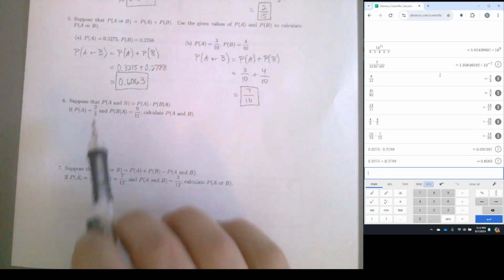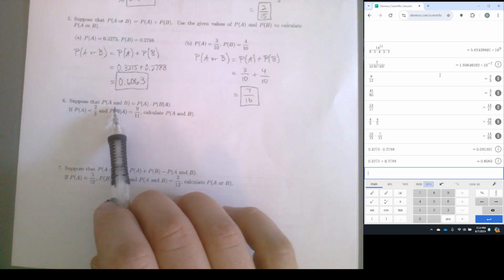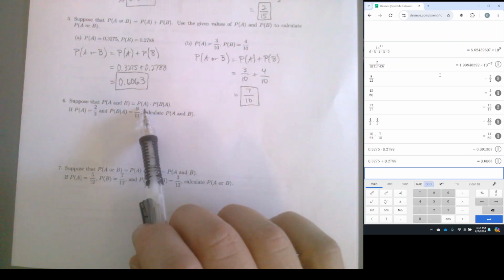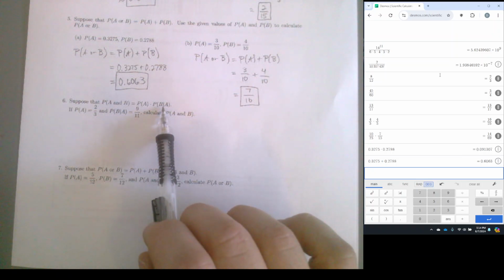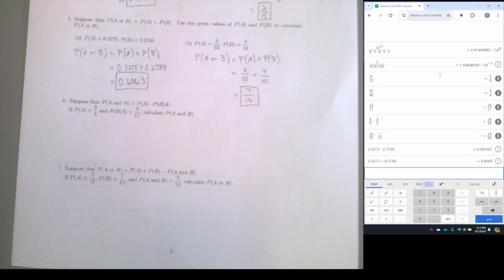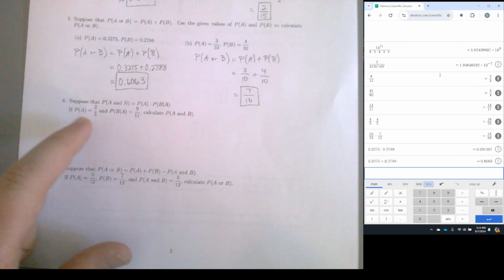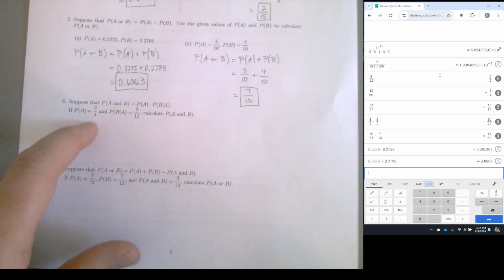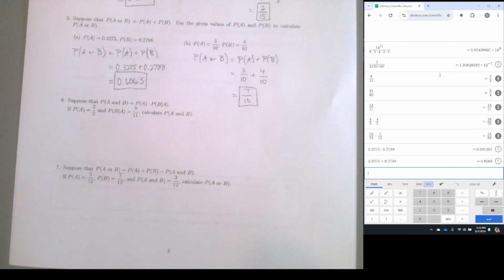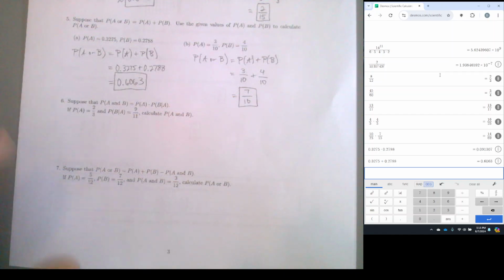We're told to suppose that the probability of A and B is the probability of A times the probability of B given A. That's how we would read that symbol. We're also told that the probability of A is 2/3, and that the probability of B given A is 9/11, and we're asked to calculate the probability of A and B. So this is similar to before.